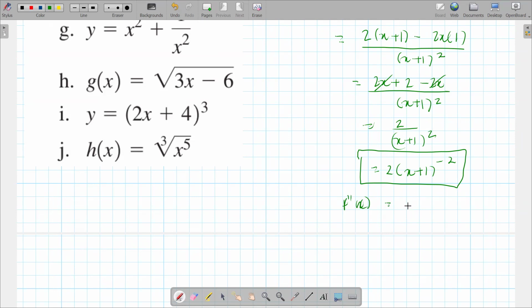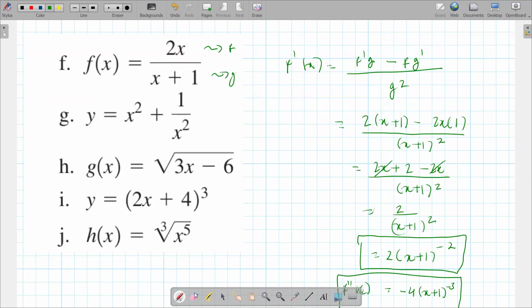You bring the -2 down. Yep, so it'll be -4 times (x plus 1) to the -3, and the derivative of the bracket is 1, so you can ignore it. And that's the final answer. That makes sense?